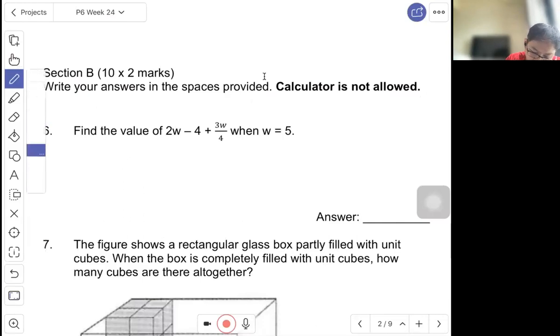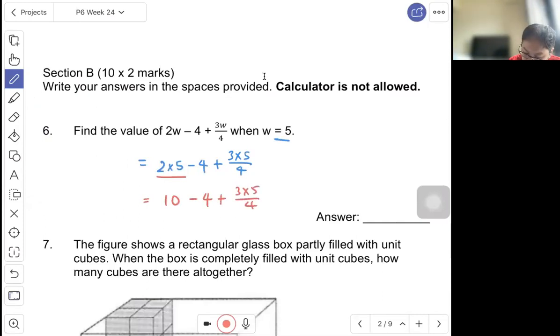Question 6, you will have 2W. W is 5. So 2 times 5 minus 4 plus 3W, which is 3 times 5 over 4. First, we do this first. That gives us 10. Next, we do this first. That gives us 15 over 4. So 15 over 4 is 3 whole 3 quarter. So 10 minus 4 is 6, 6 plus 3 is 9. So the answer is 9 whole 3 over 4.